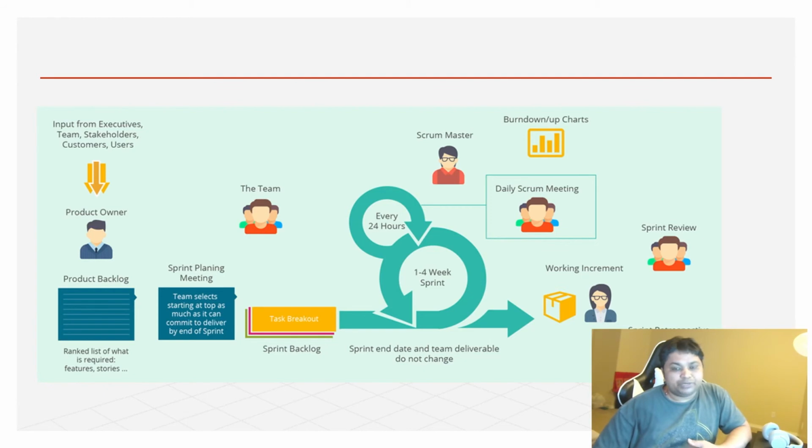Once we break out the tasks, we start working on them, and daily we sync up in our scrum meeting with all the people. Generally we follow three things: what we did yesterday, what I am going to do today, and whether there is any blocker or whether anyone needs help. This kind of discussion happens in the scrum meeting.